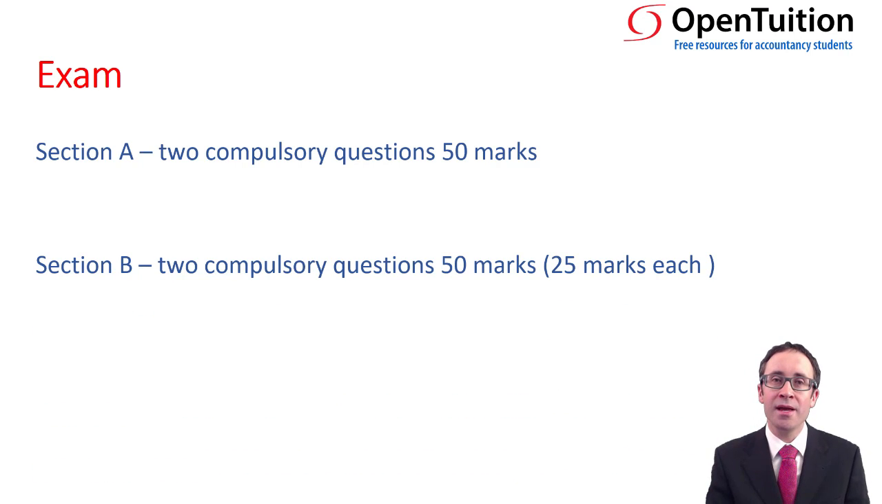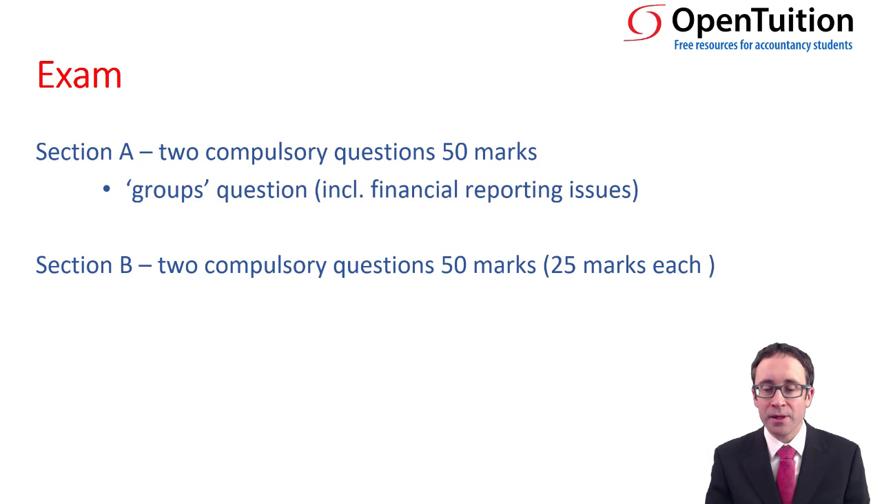Okay. And then in section B, there are 2 compulsory questions, again totaling 50 marks, but here we know that it will be 25 marks each. Okay. So let's look at them in more detail, section A and section B. In section A, one of those questions will be groups themed. That doesn't mean that we are preparing the group accounts, but there will be group account aspects to it in terms of the computation, in terms of the discussion as well.